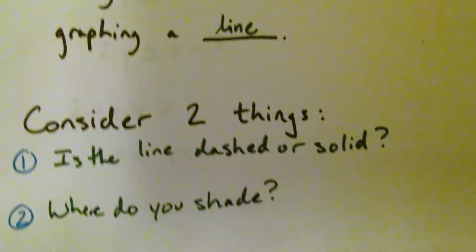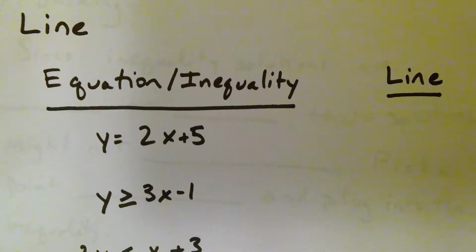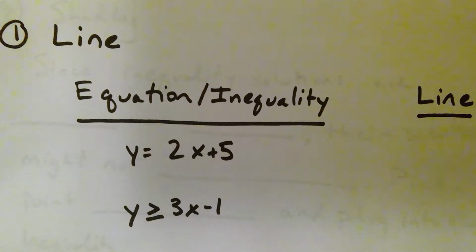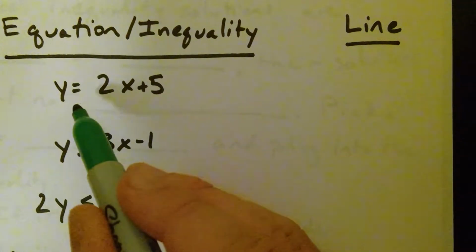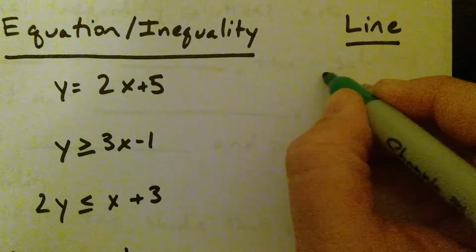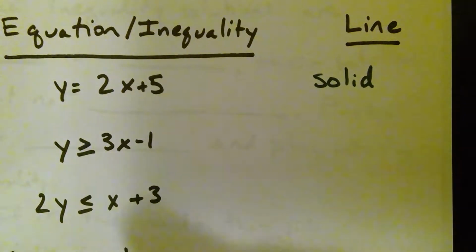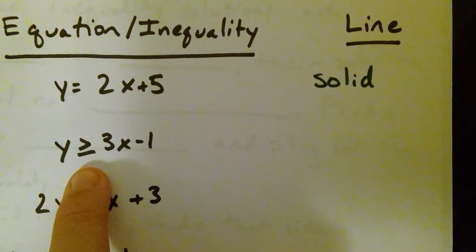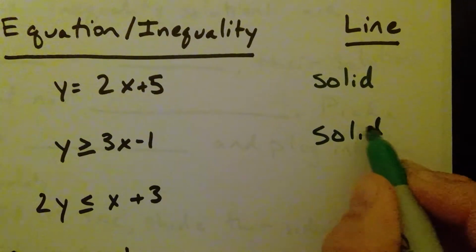So the first one here is whether the line is dashed or solid. That has to deal with if we have an equal to or a not equal to. If we are just graphing a line, we have an equation, just an equal sign. That will be a solid line. If we have y is greater than or equal to 3x minus 1, since we have an equal to here, that is a solid line.